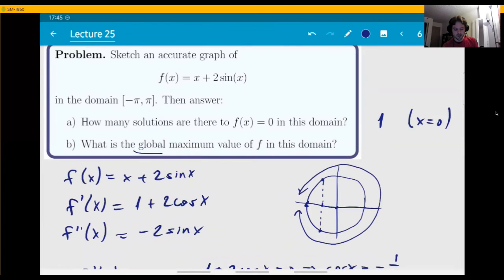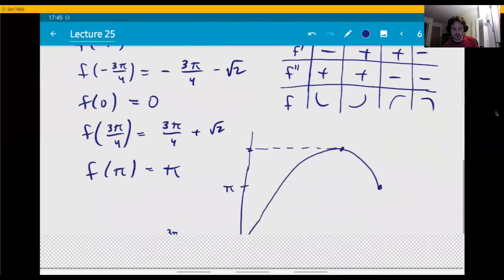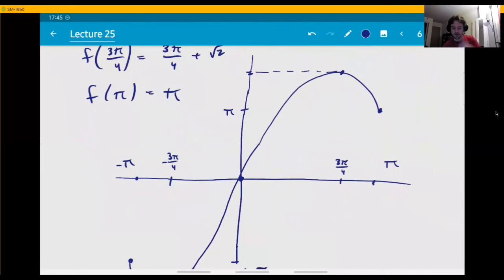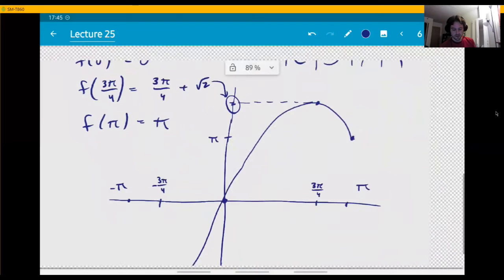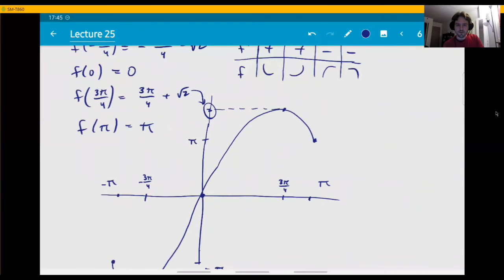And what is the global maximum value? Value, not point. So that means the y value. It's going to be this guy right here, 3 pi over 4 plus root 2. We can see it from the graph. The location where the graph is at the maximum height is right here, corresponding to this point, 3 pi over 4. And the y value here is this one, 3 pi over 4 plus root 2. That concludes this problem.